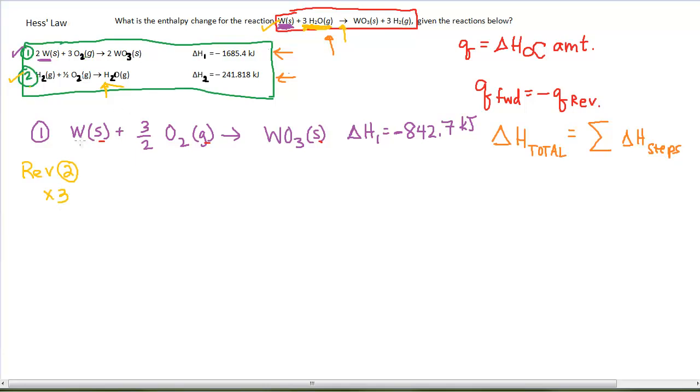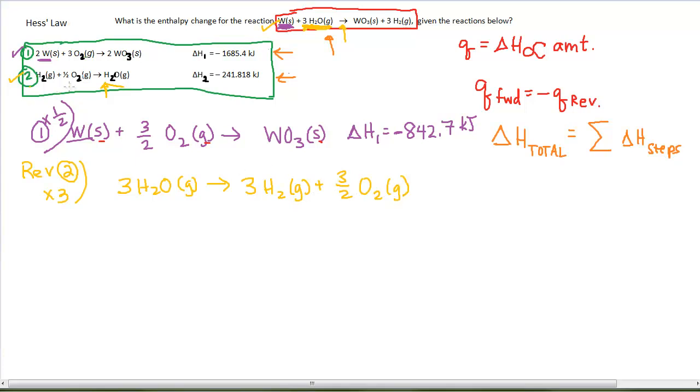I didn't write it up here. I probably should have. I multiplied reaction 1 by 1/2, or I divided by 2 to get this equation with only 1 W. Sorry about that. I forgot to write that. So I am reversing equation 2 and multiplying by 3. So let me do that. That means I have 3 H2O gas. I'm going to have 3 H2 on this side because I am reversing it, and I'll have 3/2 oxygen.